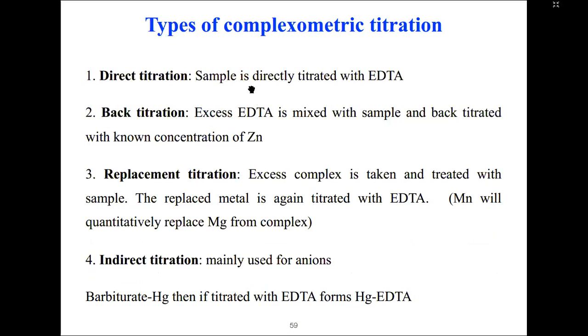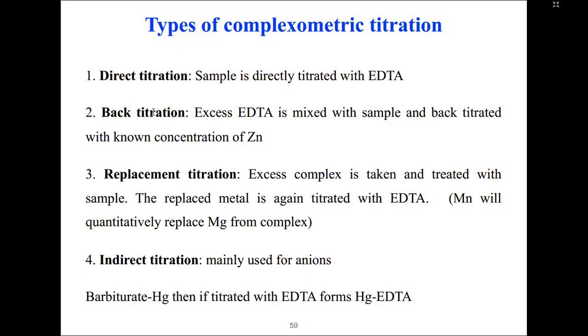So what we have is a sample in a conical flask with an indicator in it, and we drip EDTA from the burette, and we determine the color change of the indicator. We stop it there, which is the end point, and do the calculation to determine the concentration of metal ion. So basically, the concentration of EDTA is also known ahead. So EDTA is a standard solution as well.